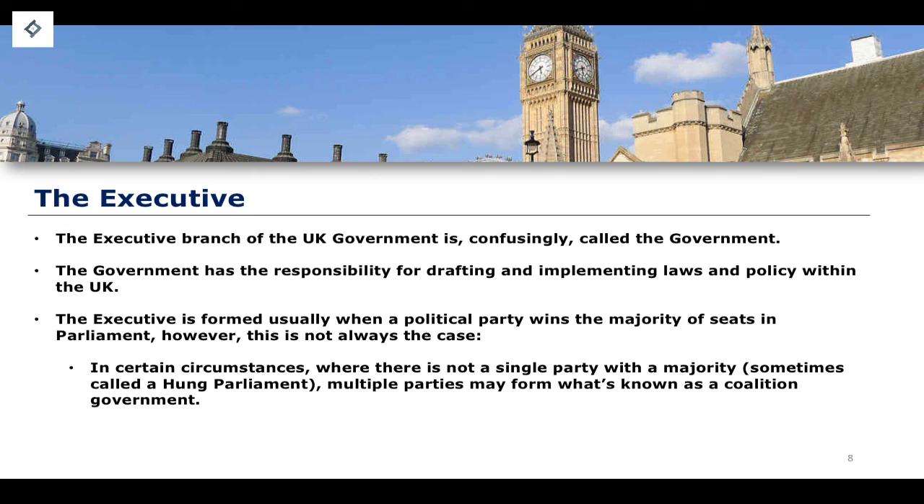So ultimately, when you have a hung parliament, multiple parties may come together and form a government collectively. This is sometimes known as a coalition government. The last time we saw this was between 2010 and 2015, when the Conservative Party under David Cameron teamed up with the Liberal Democrats under Nick Clegg to form a coalition government.